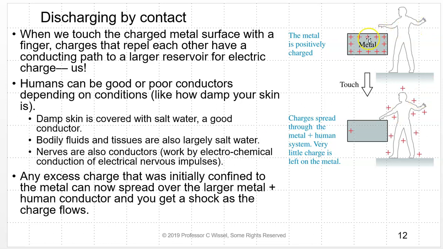So what happens here, if you touch a charged object like a metal here, you suddenly become an additional path and source, and sink, a larger reservoir for electric charge. And then you get a shock. Any excess charge that is initially confined in the metal can now spread over the larger metal plus human, and you get a shock as the charge flows.